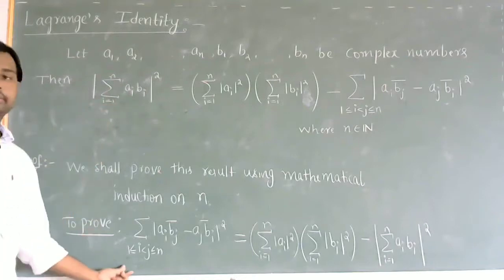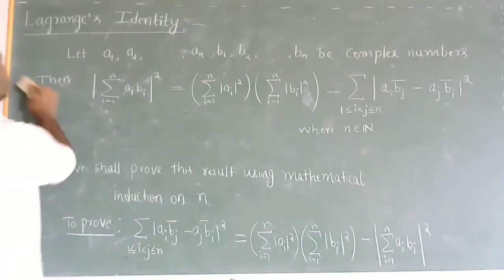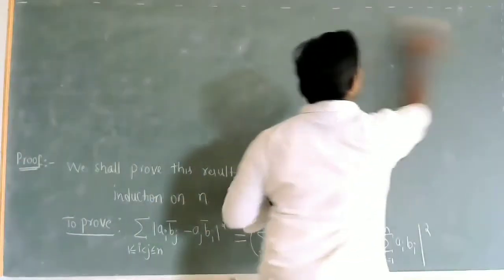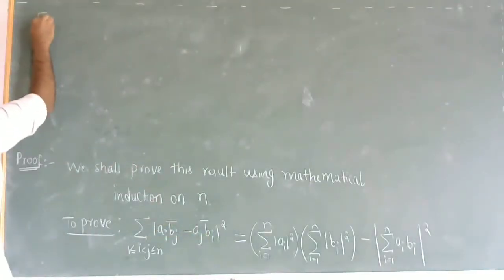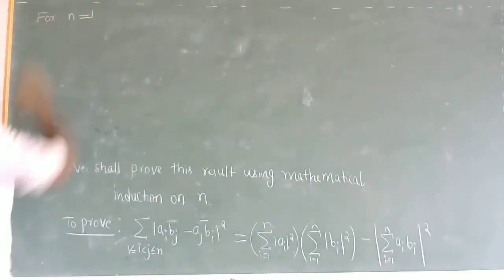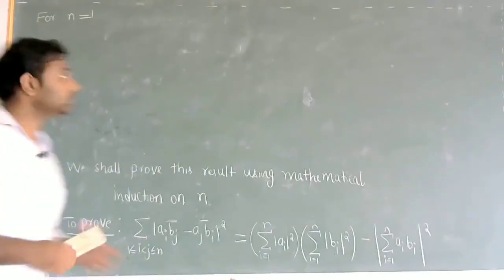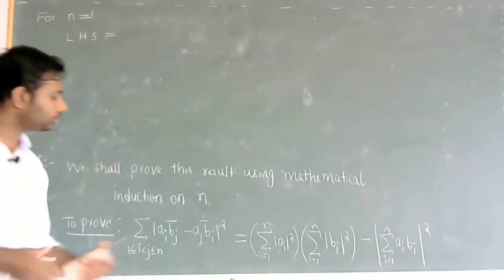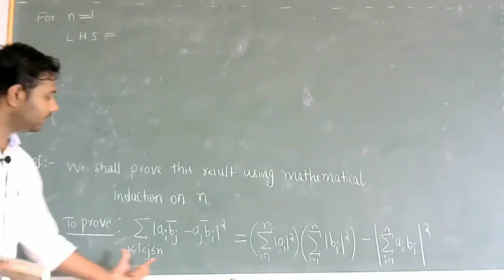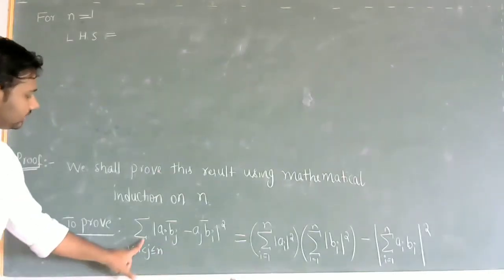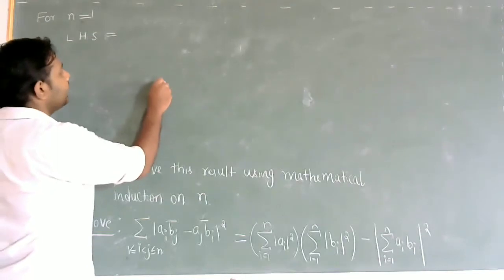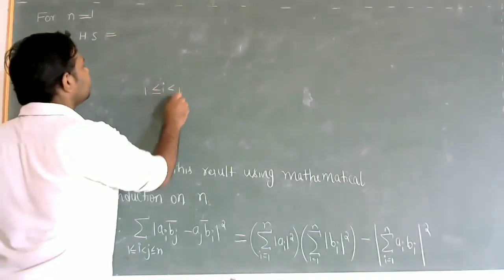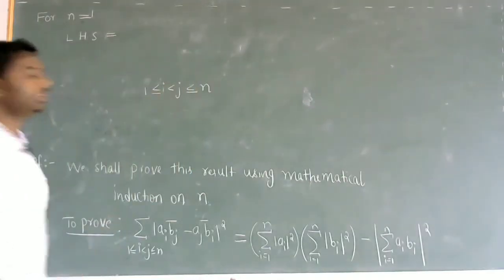Now we shall prove this using mathematical induction. Induction starts from n is equal to 1. For n is equal to 1, we have to prove this equality holds. So first of all, what is the LHS? The left hand side is this summation, where the summation runs for all i and j values with i greater than or equal to 1, i less than j, j less than or equal to n.